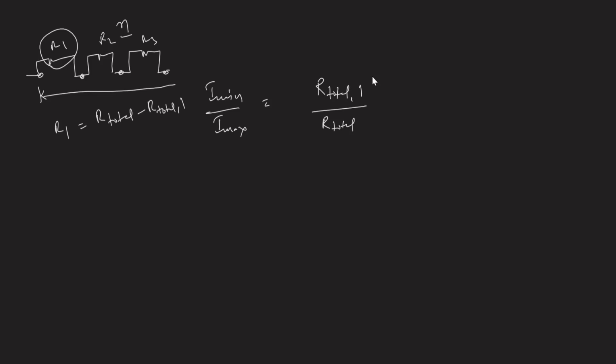Now next one is RA. Final is the RA. Right? So this is R total. And from here onwards, up to here, this is R total comma 1. Like that. So this resistance minus this resistance gives me the R1. So R1 is equal to R total minus R total 1.